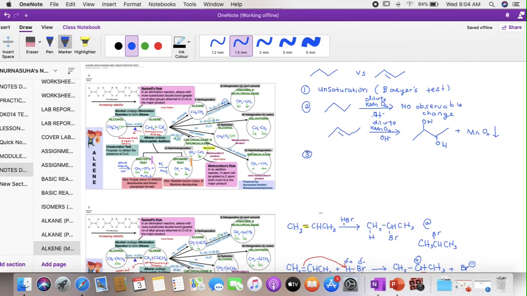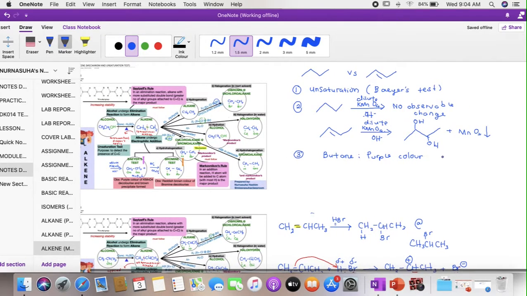Okay, last one. Yang ketiga adalah observation. So untuk butane, observation dia apa? Tadi kan no observable change. So kita dapati bahawa purple color. Ingat kalau Bayer, apa yang kita nak tengok, purple color decolorize or not. So untuk kes butane, purple color of species KMnO4 remains unchanged.